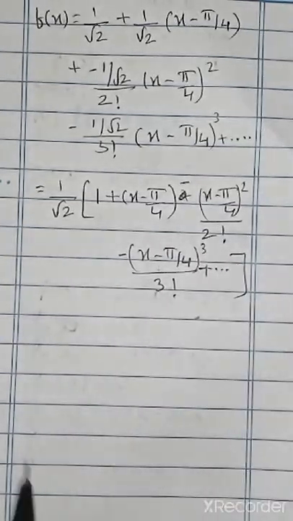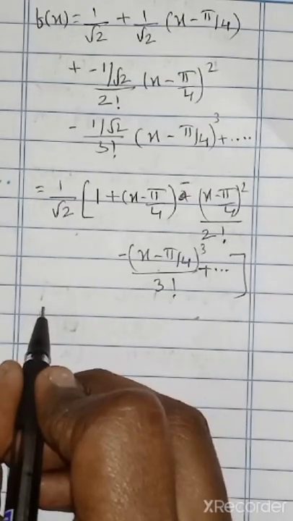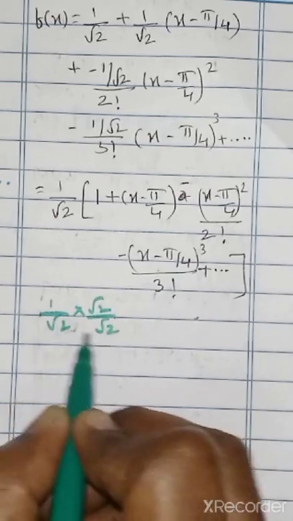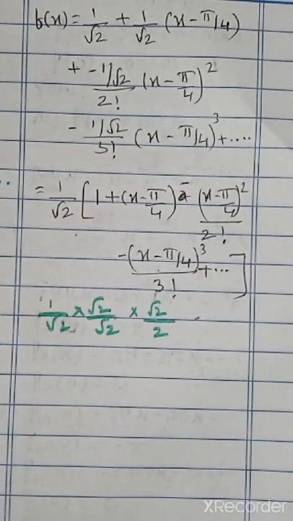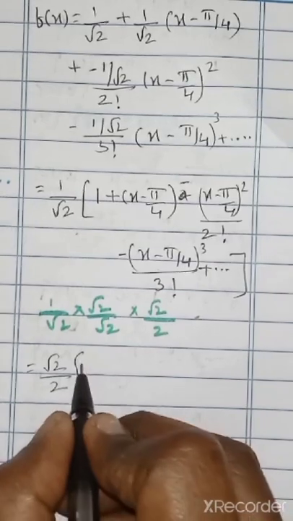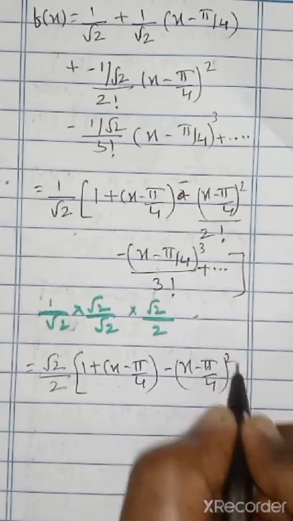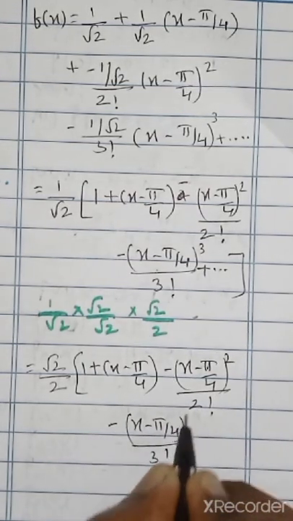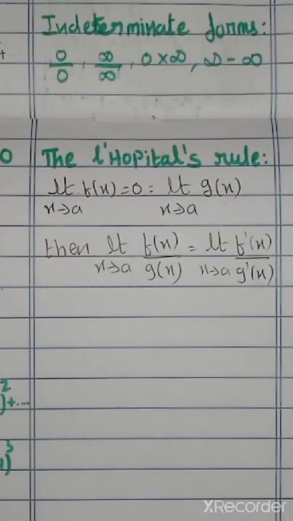Okay, but in your book's back answer it is not given as 1 by root 2. So what they have done is multiply that 1 by root 2 by root 2 by root 2 to cancel the root in the denominator. So this will become root 2 by 2. So we can write 1 by root 2 as root 2 by 2 into the whole term as it is. That is, 1 plus x minus pi by 4 minus x minus pi by 4 the whole square by 2 factorial minus x minus pi by 4 the whole cube by 3 factorial plus etc. is your final answer.